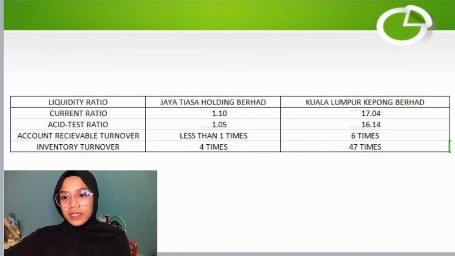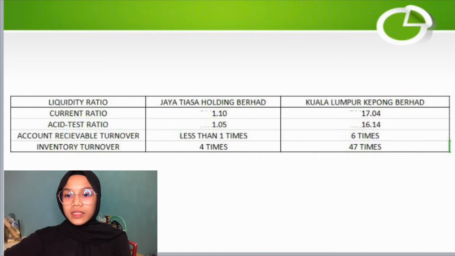Okay, now we can make an analysis based on the information that we got. Let us start with the current ratio. The current ratio is a liquidity ratio that measures a company's ability to pay short-term obligations, or those due within 1 year. It tells investors and analysts how a company can maximize the current assets on its balance sheet to satisfy its current debt and other payables. As you can see, both companies have a current ratio higher than 1, but KLK Berhad's ratio is too high. A good current ratio is between 1 and 3. So in this situation, Jaya Tiasa Holding Berhad is better at short-term financial strength.